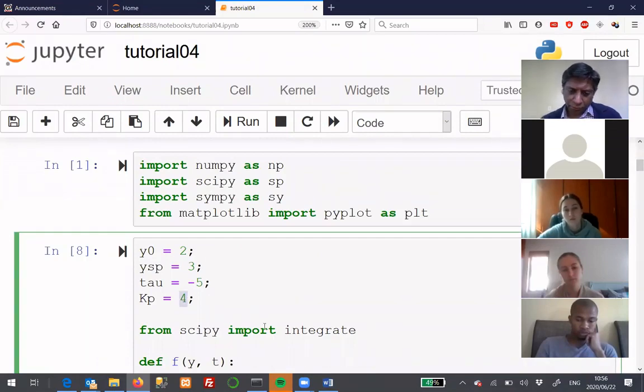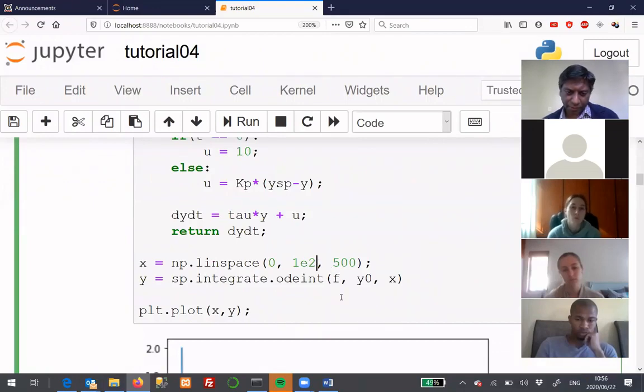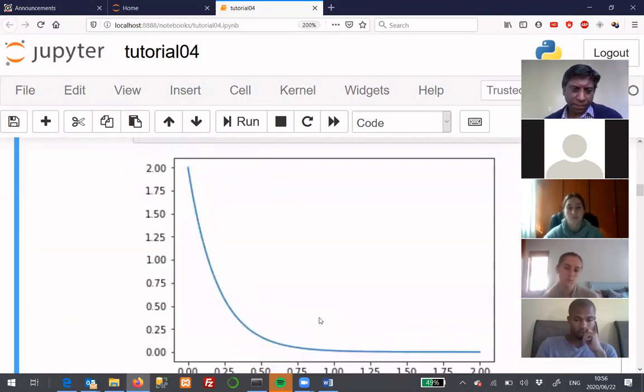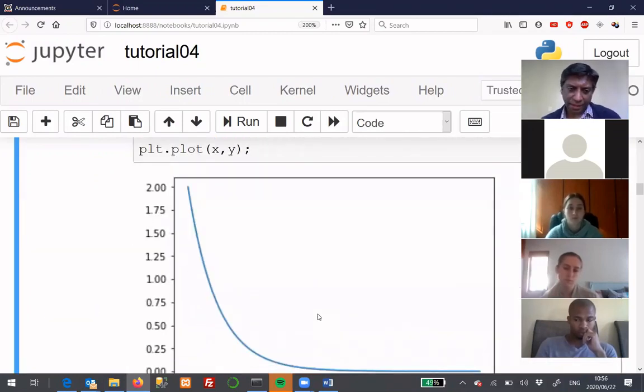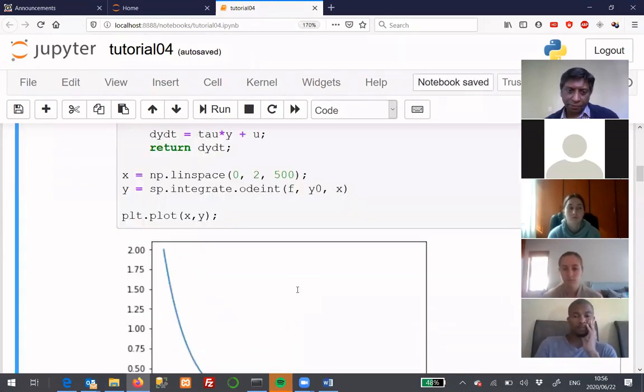So let's set that up here so you can see the time constant set up. And I'm going to switch off control to begin with, right? So let's set Kp equals 0, and let's integrate. So we are integrating from t equals 0 to 2, and this is what we get. Remember, we said the process starts at a value of 2, and in the absence of control, the process will just die out, right? We said it will start at 2 and decay slowly down to 0.